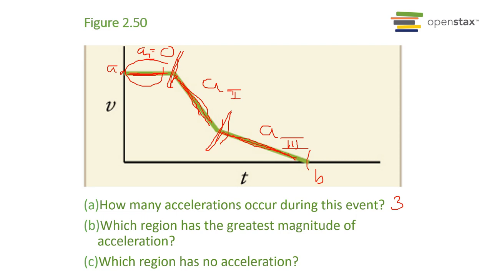So, when we look at which has the greatest magnitude of acceleration, that means greatest slope. The greatest slope here will be phase two. The region with no acceleration means the velocity is a flat line, does not change, so phase one is the region without an acceleration, or the acceleration equals zero.